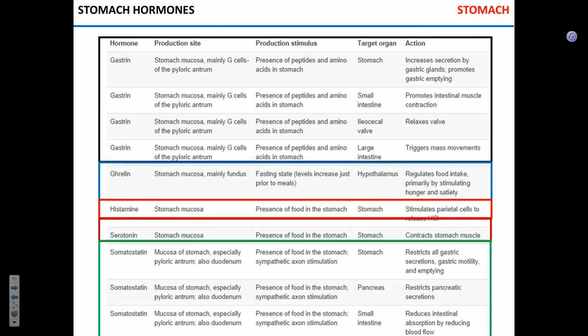Stomach hormones. When I say stomach hormones, I mean hormones that are produced by the stomach. So which ones? First and foremost, gastrin. It is produced mainly by the pyloric antrum, the part of the stomach that is closest to the duodenum.